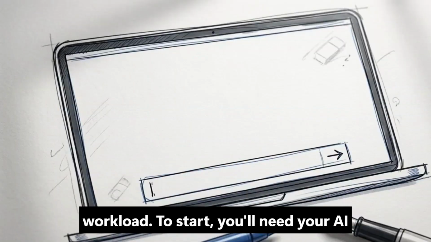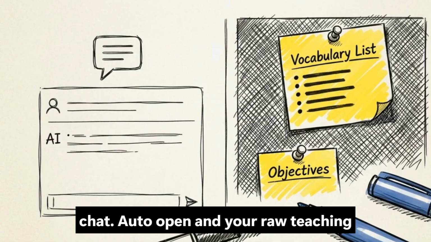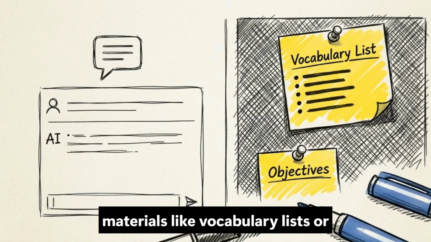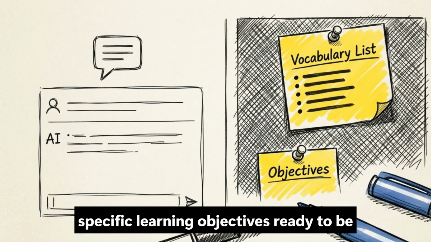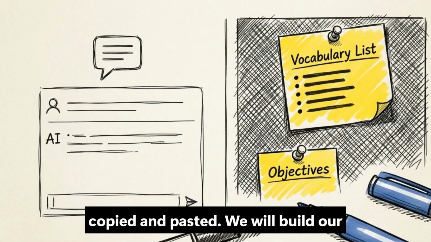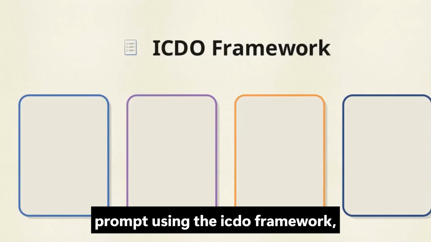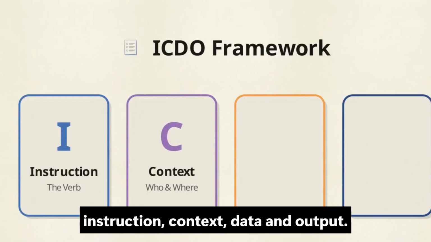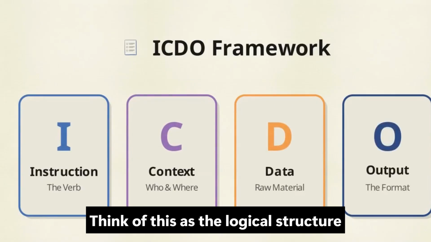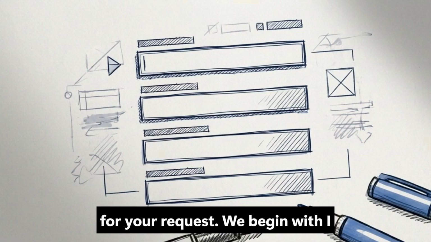To start, you'll need your AI chatbot open and your raw teaching materials, like vocabulary lists or specific learning objectives, ready to be copied and pasted. We will build our prompt using the ICDO framework: instruction, context, data, and output. Think of this as the logical structure for your request.